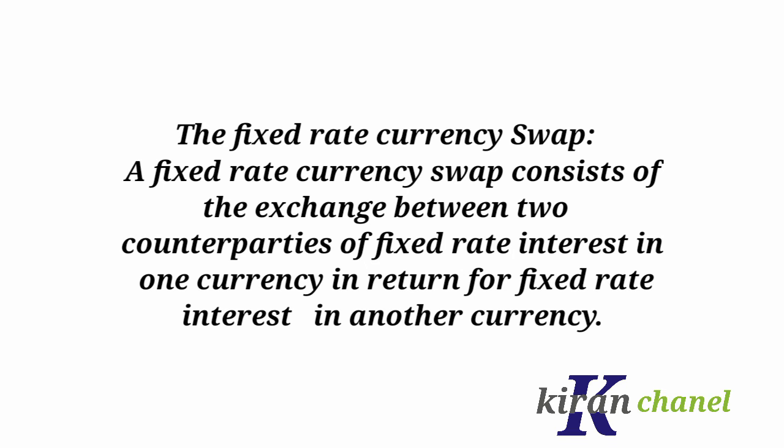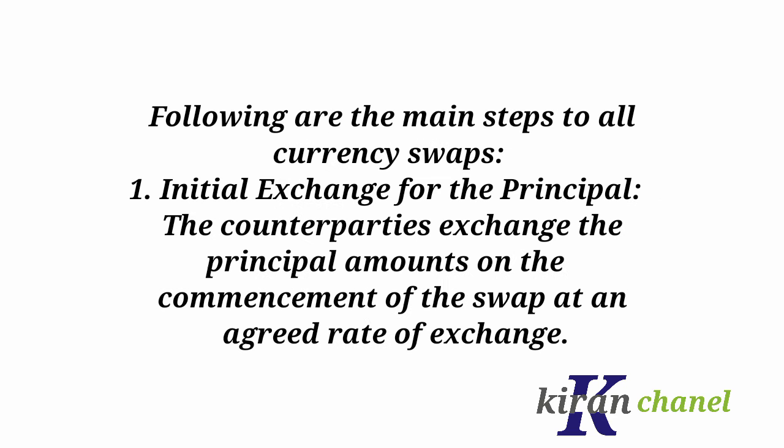A fixed rate currency swap consists of the exchange between two counterparties of fixed rate interest in one currency in return for fixed rate interest in another currency. Following are the main steps in a currency swap. Number 1. Initial exchange of the principal. The counterparties exchange the principal amount on the commencement of the swap at an agreed rate of exchange.